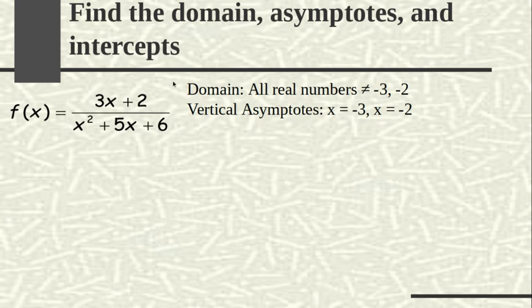For the horizontal asymptote, we have to look at the degree of the top and bottom. The degree of the top is 1, the degree of the bottom is 2. Since the degree of the bottom is bigger, we use the first rule from the last slide, and the horizontal asymptote will just be y equals 0.